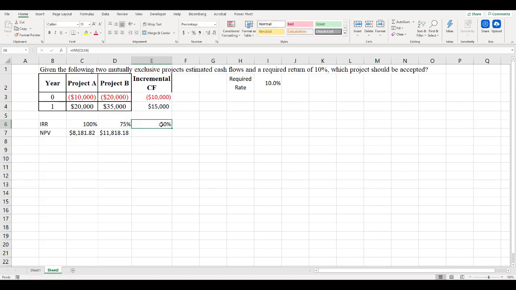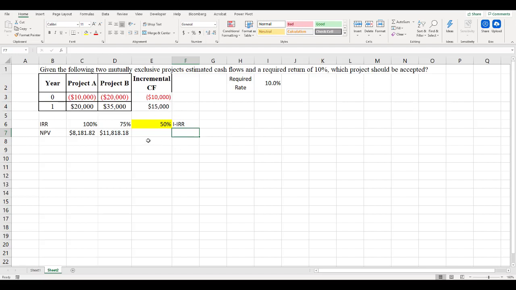And you can see it's 50%. 50% is above 10%. So based on the incremental IRR, that's what this is, I'll highlight that and label it as incremental IRR. Based on the incremental IRR, I would prefer the bigger of the two projects, in this case project B, because that additional investment, that additional 10,000, is worthwhile.